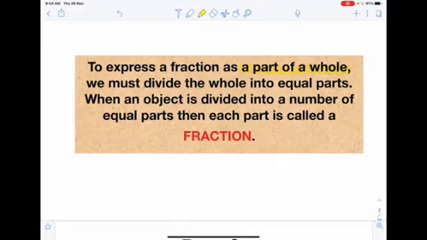And to express this part, what is the condition that we need to have? We must divide the whole into equal parts. We cannot just haphazardly divide it and say that this is a part of the whole. That cannot happen. So when an object is divided into a number of equal parts, then each part is called a fraction. And this fraction is related to a whole thing.